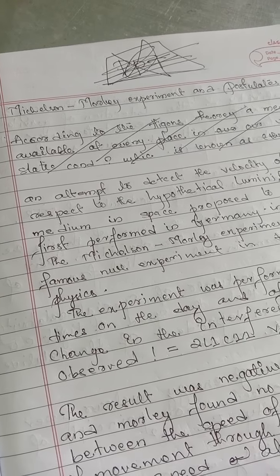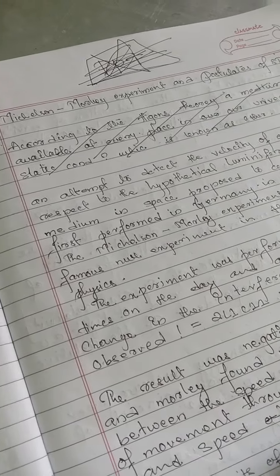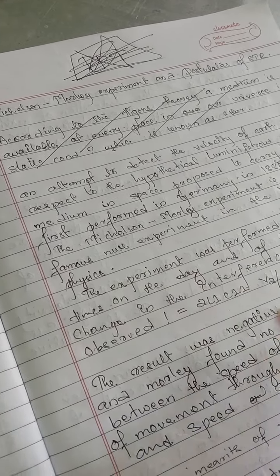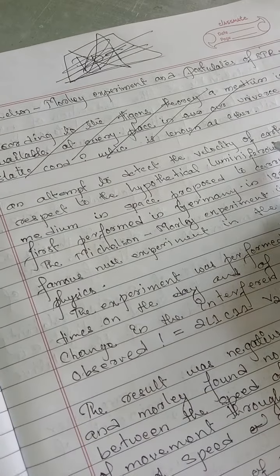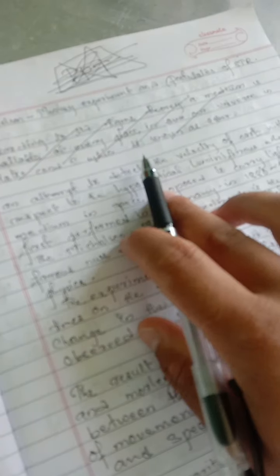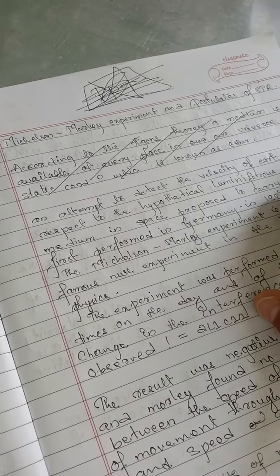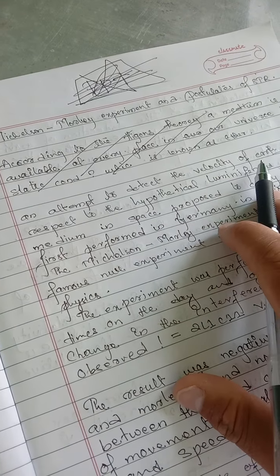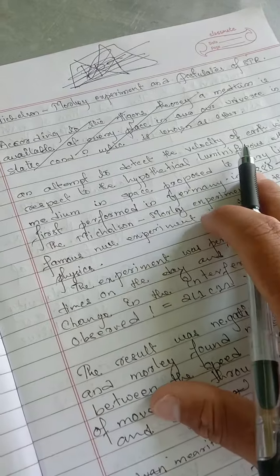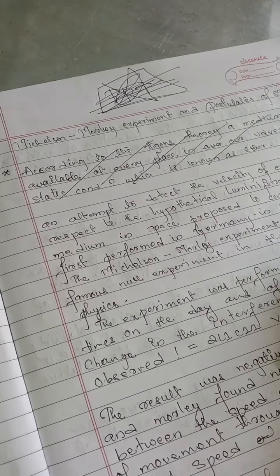And my topic is the Michelson-Morley experiment and the postulates of STR. The Michelson-Morley experiment was an attempt to detect the velocity of the Earth with respect to the hypothetical luminiferous ether, a medium of space proposed to carry light waves. It was first performed in Germany in 1880 to 1881.